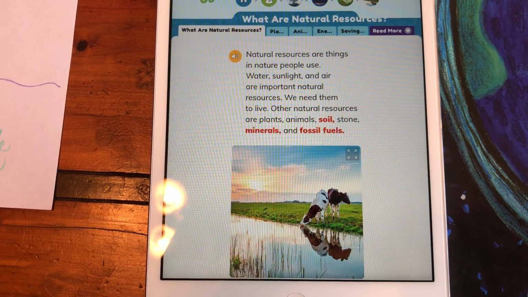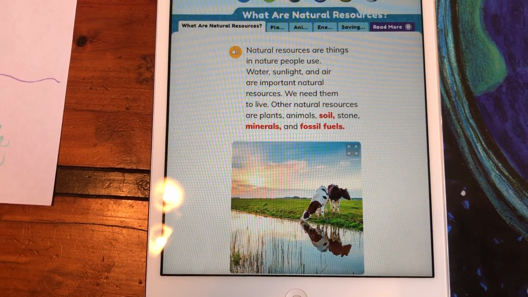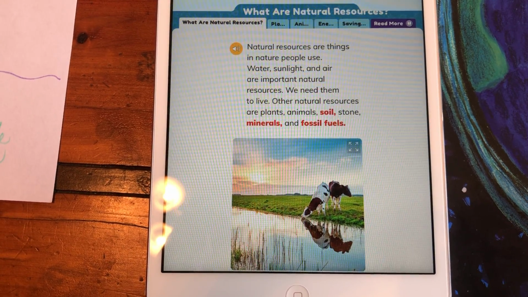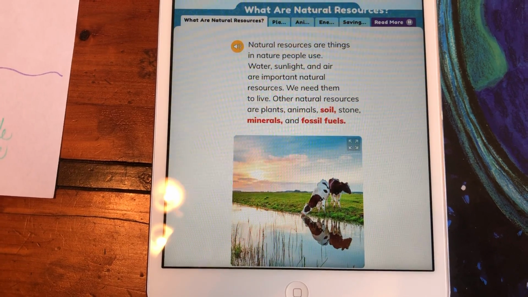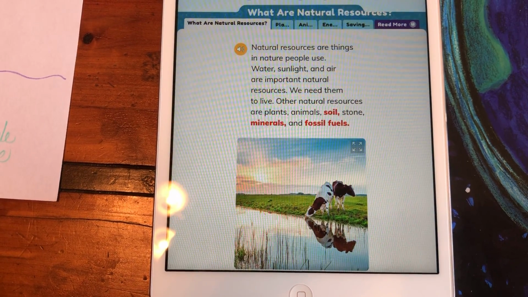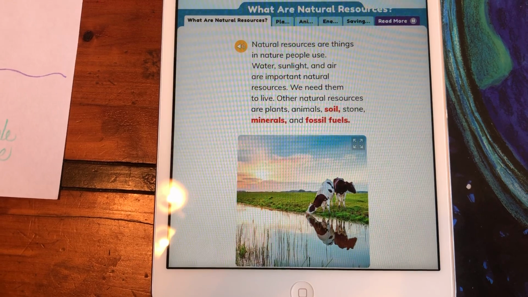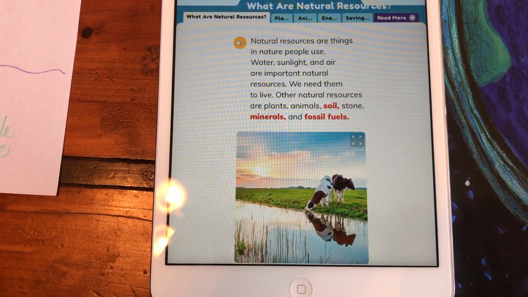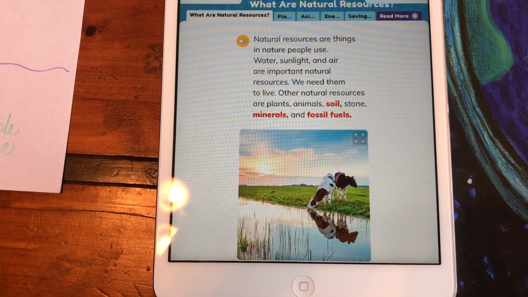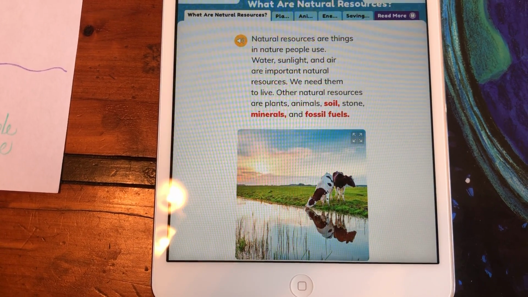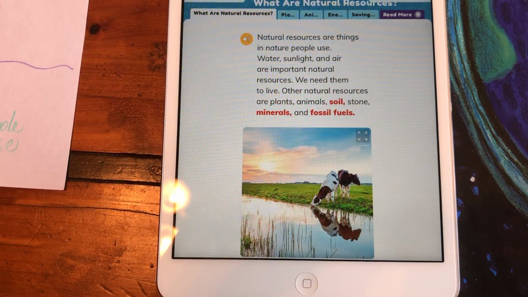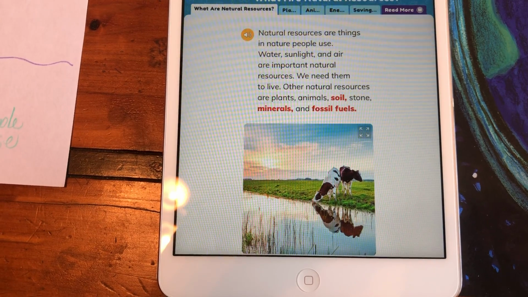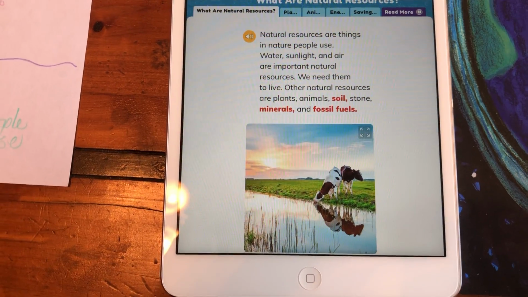And then, of course, you can visit PebbleGo anytime you like. It says natural resources are things in nature people use. That's exactly what we were talking about. Water, sunlight, and air are important natural resources. We need them to live. Other natural resources are plants, animals, soil, stone. Oh, I didn't think of stone. Stone or rocks. Those are a natural resource. Minerals and fossil fuels. We'll learn a little bit more about those in just a second.